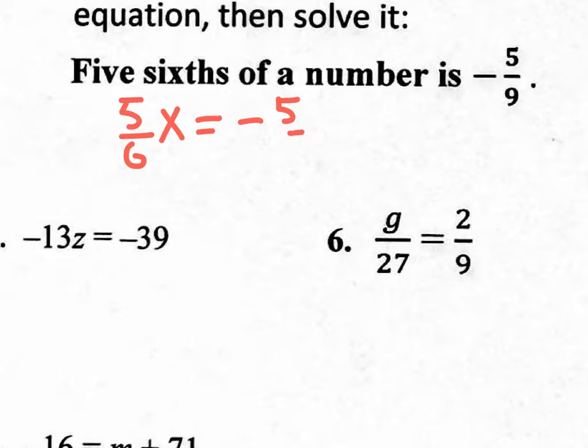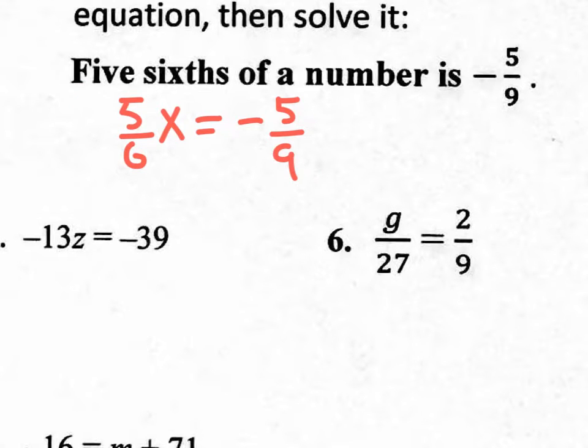Negative 5/9. Now, ladies and gentlemen, a lot of people mess up on this question because I always say whenever you want to get rid of a fraction, you multiply by the denominator. This really says divided by 6. And I always say I'll get rid of the divided by 6 by multiplying by 6.